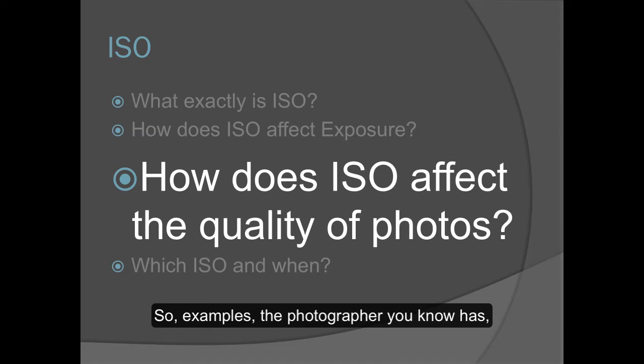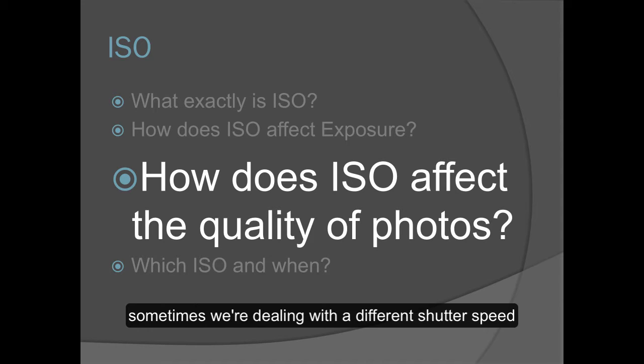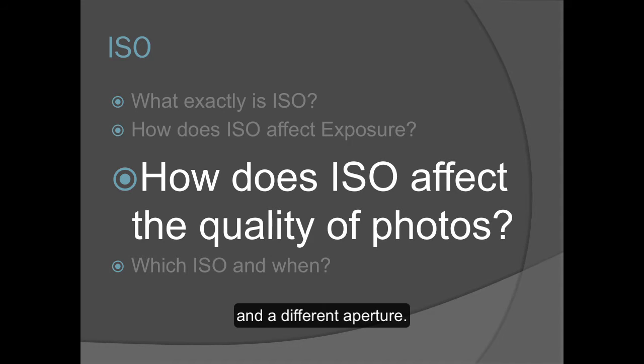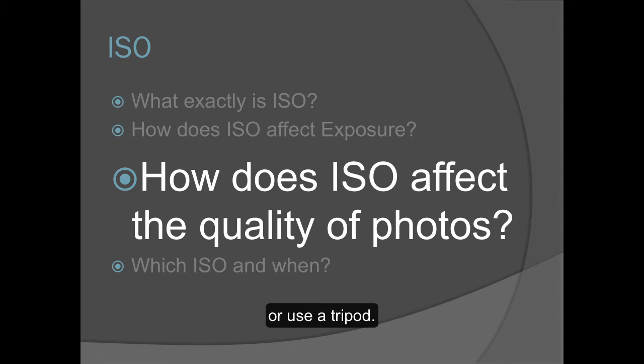So, for example, the photographer can change the shutter speed and the aperture along with the ISO. We don't just have one variable here. Sometimes we're dealing with a different shutter speed and a different aperture. So if you find that a shutter speed at a given ISO is too slow, then you want to choose a wider lens aperture or use a tripod.